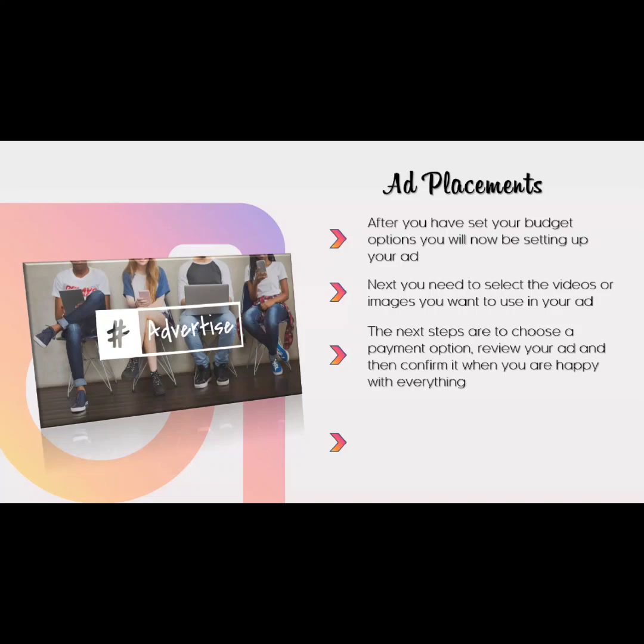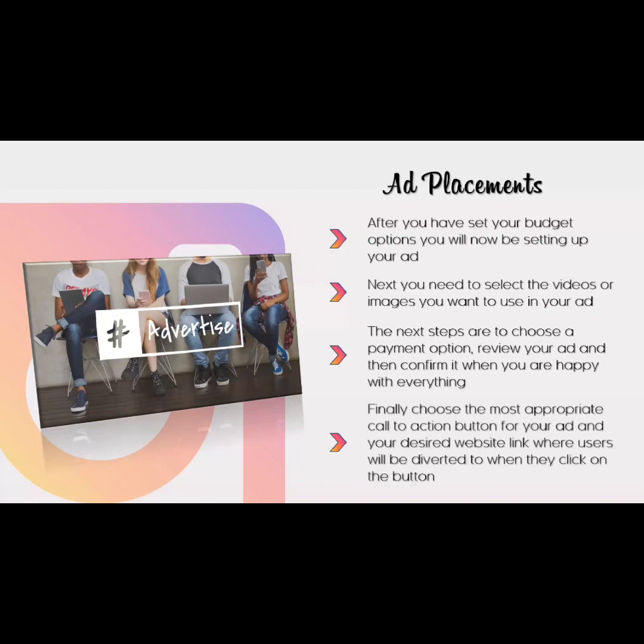Facebook has a guide to the ad formats available on Instagram where you will find the specifications and the elements of design you need to take into consideration. You can find the page here. Finally, choose the most appropriate call to action button for your ad and your desired website link where users will be diverted to when they click on the button. There are advanced options here where you can set up a Facebook pixel for tracking or an app event. These are very important as they will show you how users interact after clicking your ad.